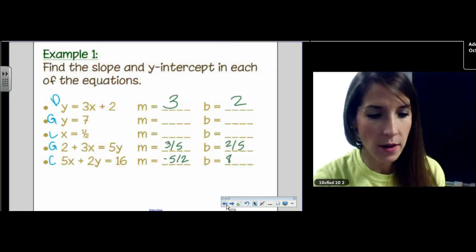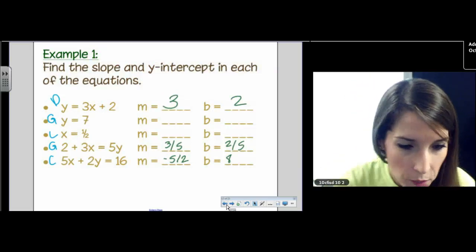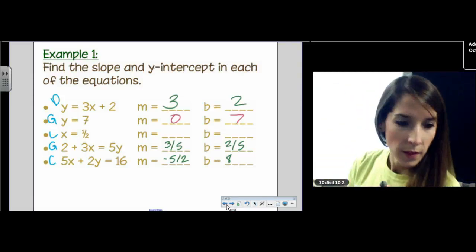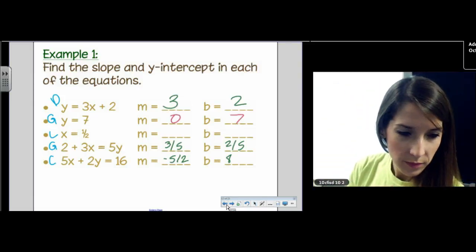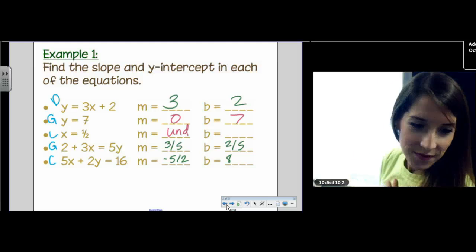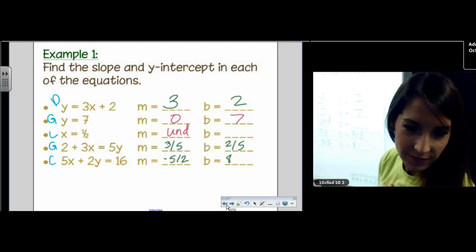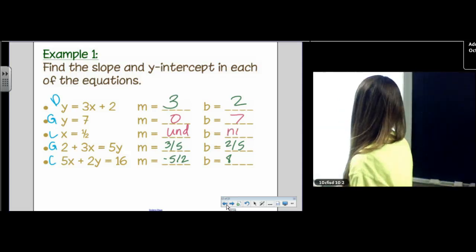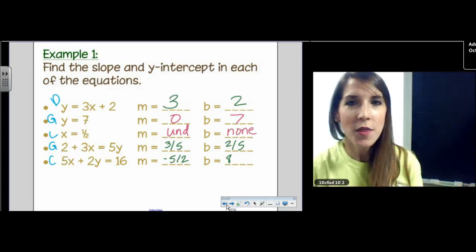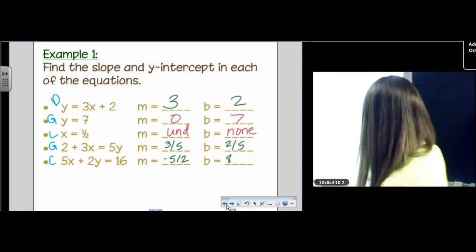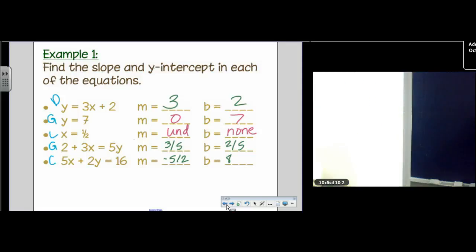So Ganesh and Lars, you are now ready. Slope is 0 and y-intercept is 7. Awesome. And Lars? Slope is undefined. And y-intercept is? Good job! It does not exist. It will never cross the y-axis because x equals 1/2 is parallel to the y-axis. Very good. Are you guys okay with what happened down here?